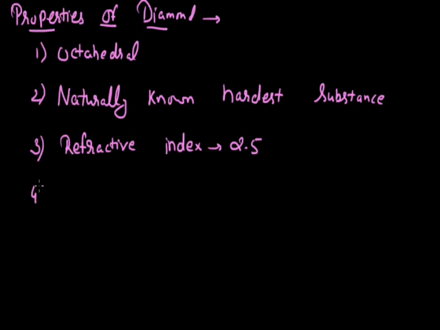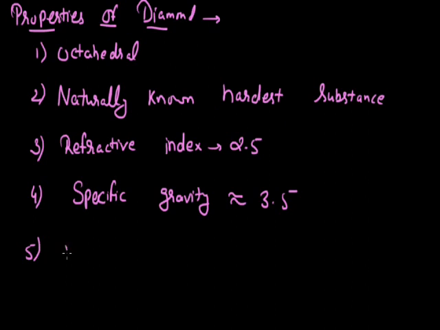The fourth one is, diamond has very high density. If I represent the high density in terms of specific gravity, then the value of specific gravity for diamond is approx 3.5. Next one is, diamond is colorless, transparent. It exists as a brittle solid state. Diamond crystals are transparent in nature.